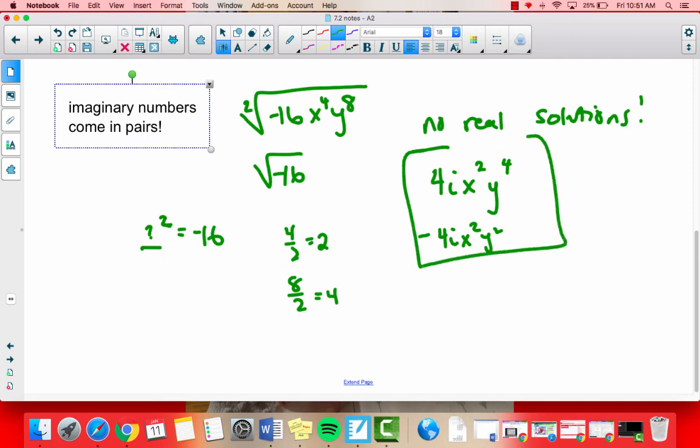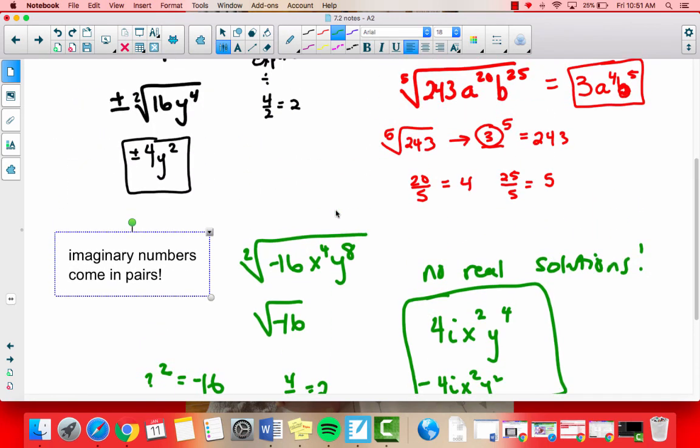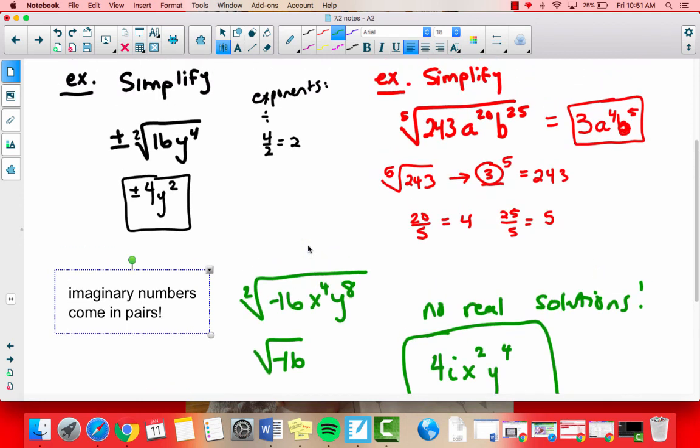Okay? So that's basically it for reducing our roots in this particular section. So if you have any questions about what you do with the numbers out in front or what you do with the exponents, make sure you ask me in class and I'll go through a couple examples with you.